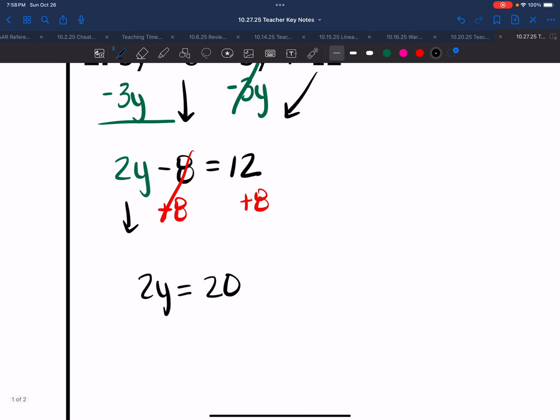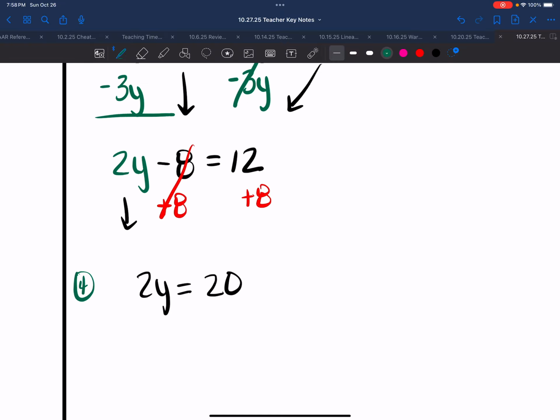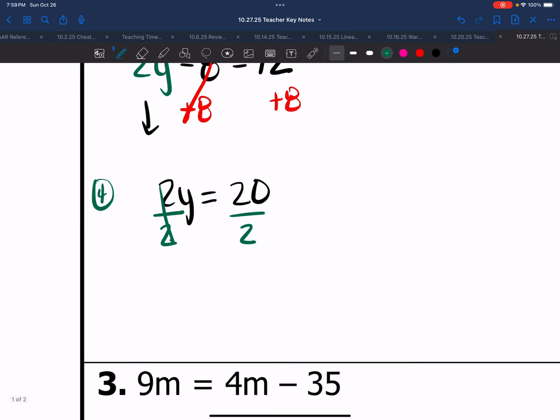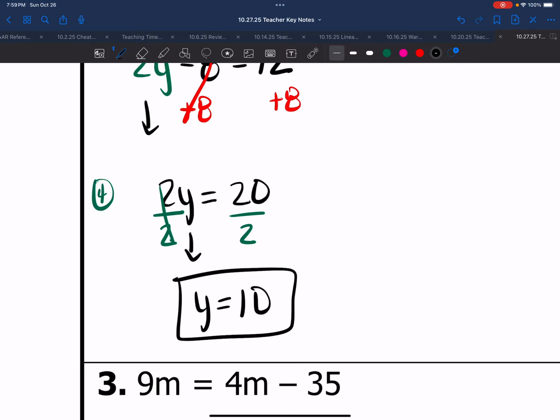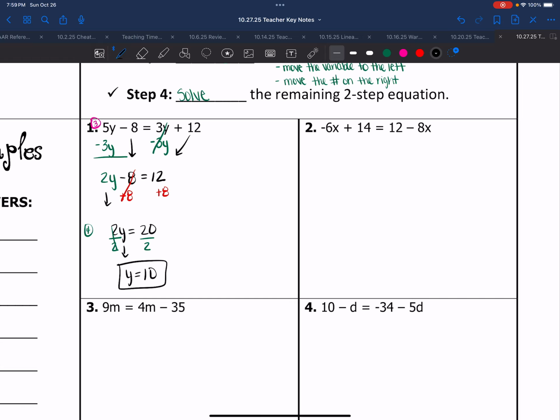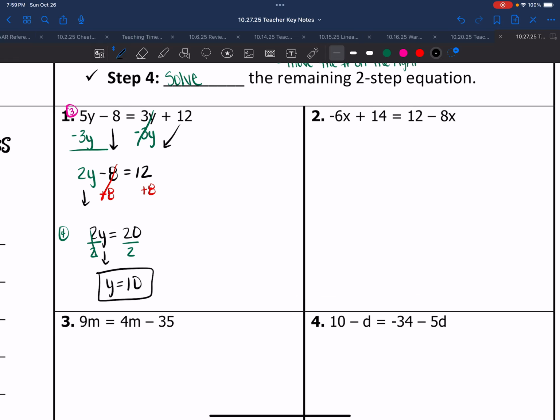And now I'm on step 4, which is to solve. A number in front of a variable means to multiply. The inverse of multiplication is division. So I'm going to divide by 2, bring down. 20 divided by 2 is 10. So again, there are times you don't have to do step 1, which is distribute. There are times you don't have to do step 2, and so on and so forth, but you still have to follow the steps. Notice how I'm very specific with how I'm doing things.